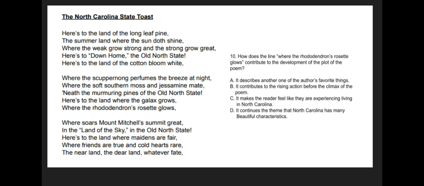And the plot of this one in particular is listing amazing things about this state and what the author loves about this state. So you could narrow it down easily to A and D, and I would say it describes another one of the author's favorite things. That would be A. And that is how the plot would work in this poem.